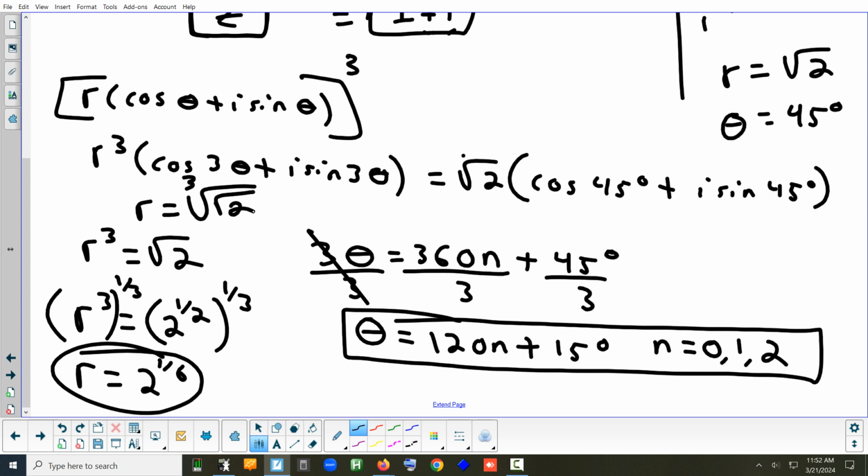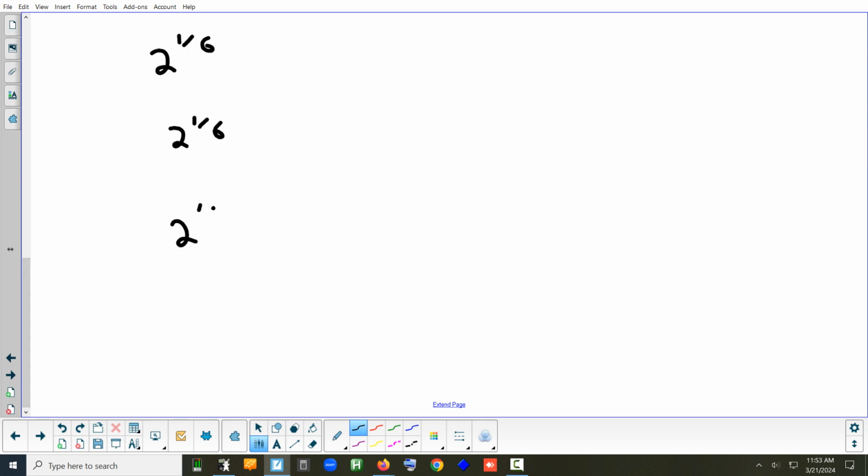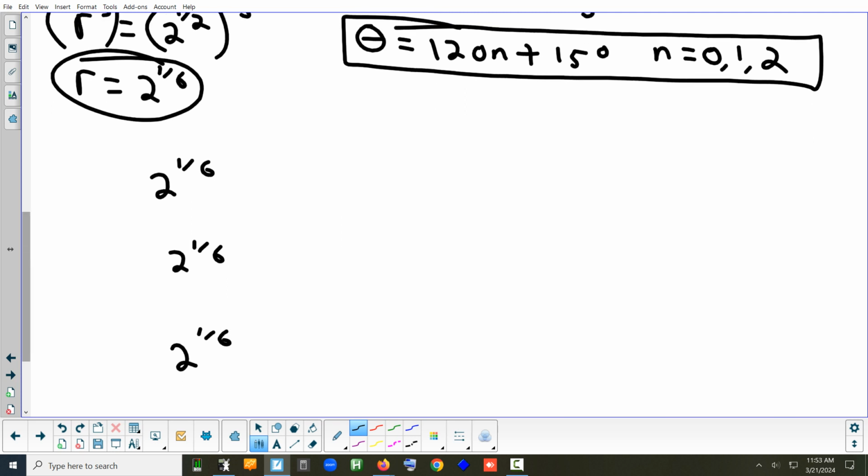Okay, so any question how we got the radius? Would you prefer it in that form, or would you prefer 2 to the 6th root? You could say the 6th root of 2, or you could leave it just like I have there. For most people, I think they're just going to want to leave it like that. All right, let's write our answers. 2 to the 1/6, 2 to the 1/6, 2 to the 1/6. Now it just becomes a lot of just writing it all out.